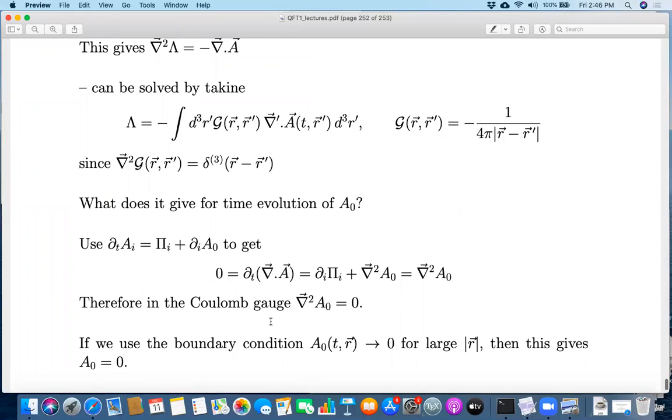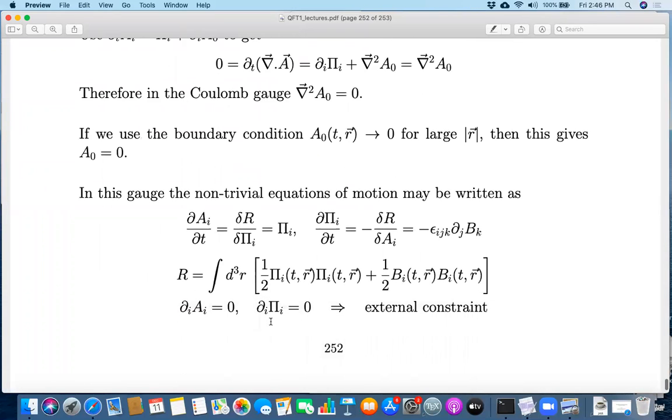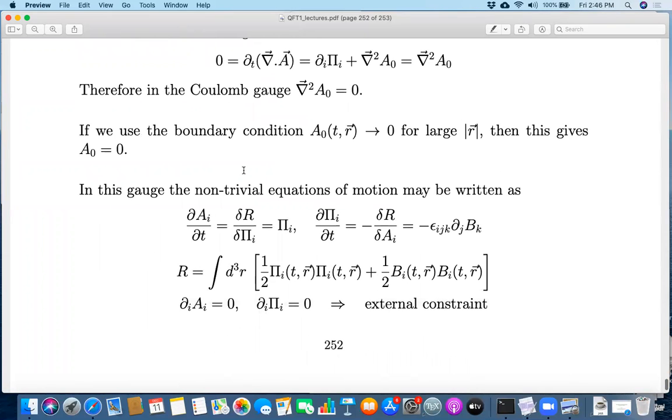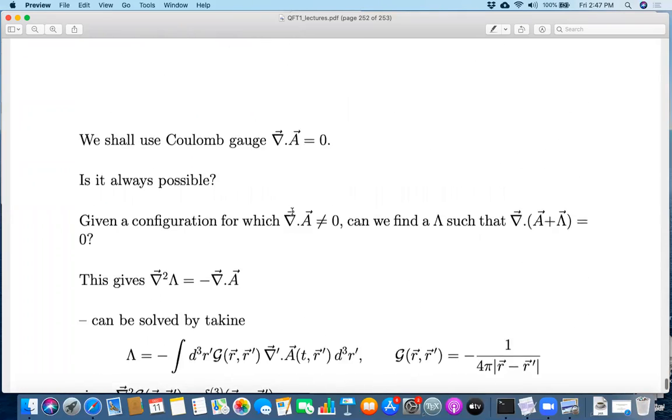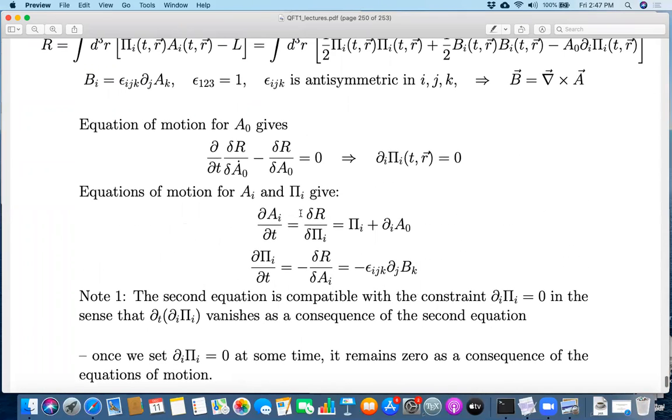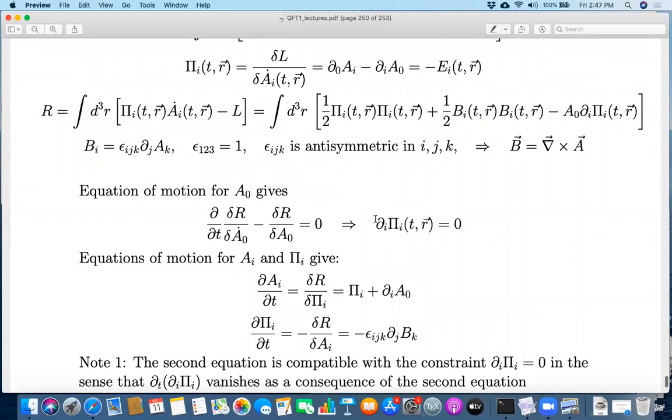Let's see what we have gotten in this gauge. In this gauge, the non-trivial equation of motion one can write as del A_i del t equal to pi_i. Let's look at the original equation. Basically what we are doing here is that I'm just setting A0 equal to 0 here, and I'll also set A0 equal to 0 in the expression for the Routhian.